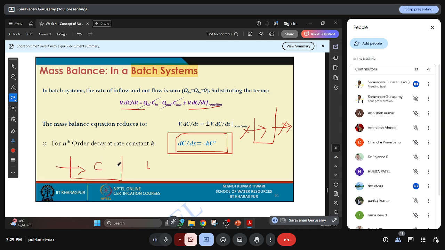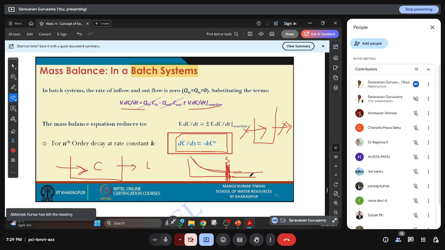There it is unsteady, right? And it is non-conservative. If it is unsteady, then it's not considered as a continuous tank until it becomes a saturated condition, steady state. After reaching the steady state only, it's a continuous tank. That time C will be equal to C out.